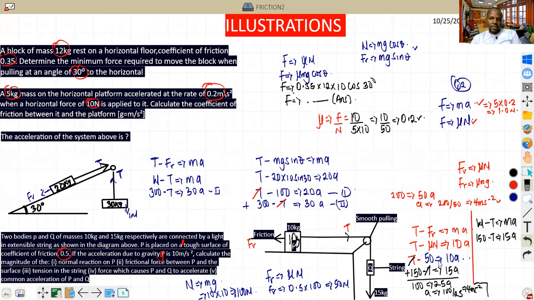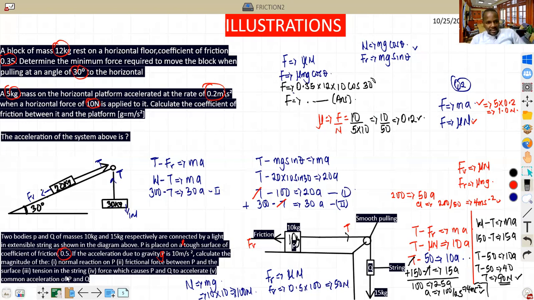Use any simultaneous equation. Using this equation, tension minus 50 is equal to 10A. Now that my A is 4, tension minus 50 is equal to 10 times 4, which is 40. So the tension in the string will be 40 plus 50, and that is 90 Newton. You can see the tension here is 90. The acceleration is 4 meters per second squared.